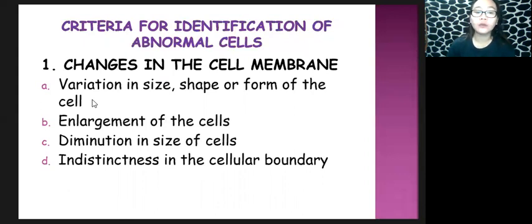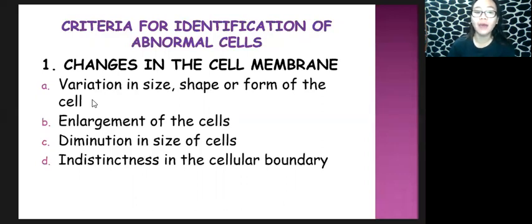So there might be enlargement of your cells. There might also be a diminution in the size of your cells. So your cells become bigger, or your cells become smaller, thus creating a variation in the sizes of your cells.